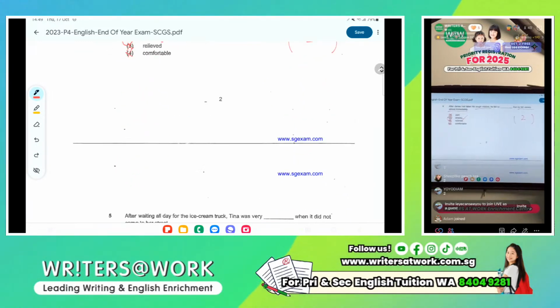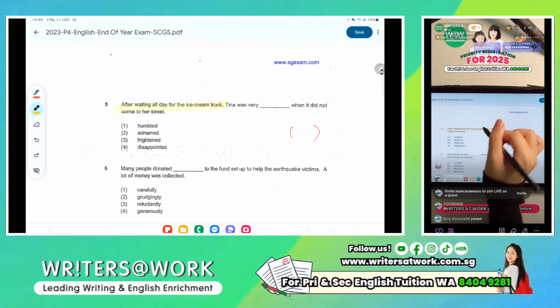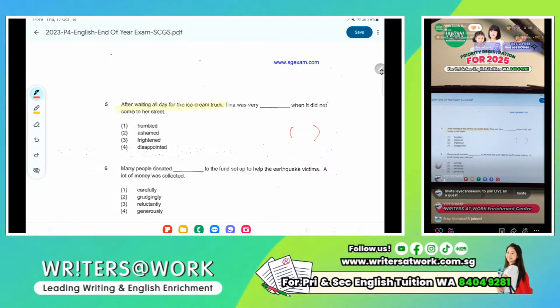Okay, moving on, question 5. After waiting all day for the ice cream truck, Tina was very blank when it did not come to her street. She waited all day for the ice cream truck, but then Tina still didn't manage to. So what would the answer be in this case?